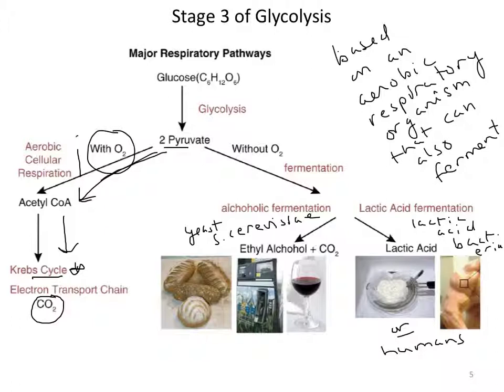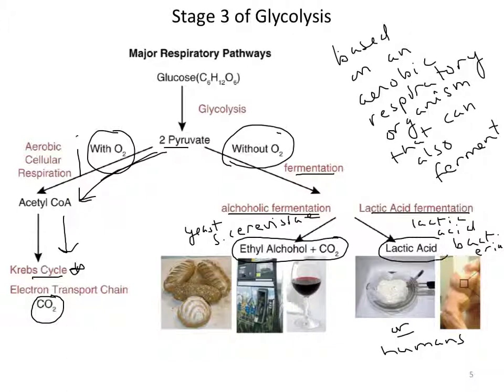So in those organisms, when there's no oxygen present, they will go on to stage 3 of glycolysis. And stage 3 of glycolysis is where alcoholic fermentation or lactic acid fermentation occurs. Alcoholic fermentation results in the production of alcohol, ethyl alcohol, and CO2. Lactic acid fermentation results in the production of lactic acids. The point here is that you get acids and gases. And here what we're seeing is stage 3 of glycolysis.